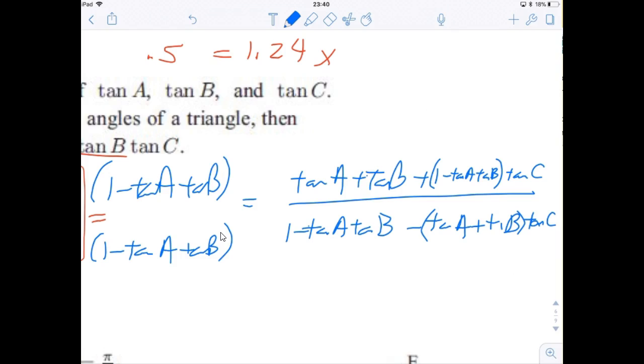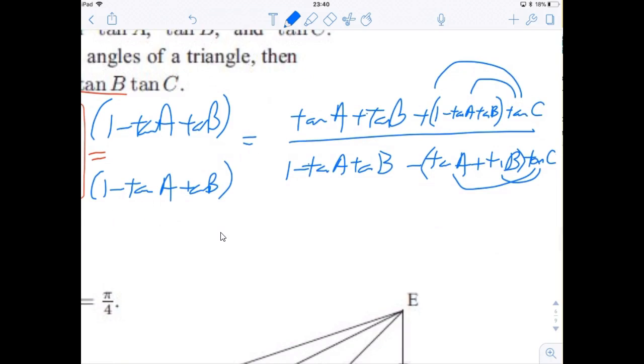I can see now that I'm going to distribute the tangent of C between here and here. I'm going to distribute the tangent of C here and here. And so then I'm going to expand that even further. So I'm going to have tangent of A plus the tangent of B plus the tangent of C on top. And then I'm also going to have minus the tangent of A, tangent of B, tangent of C multiplied together.